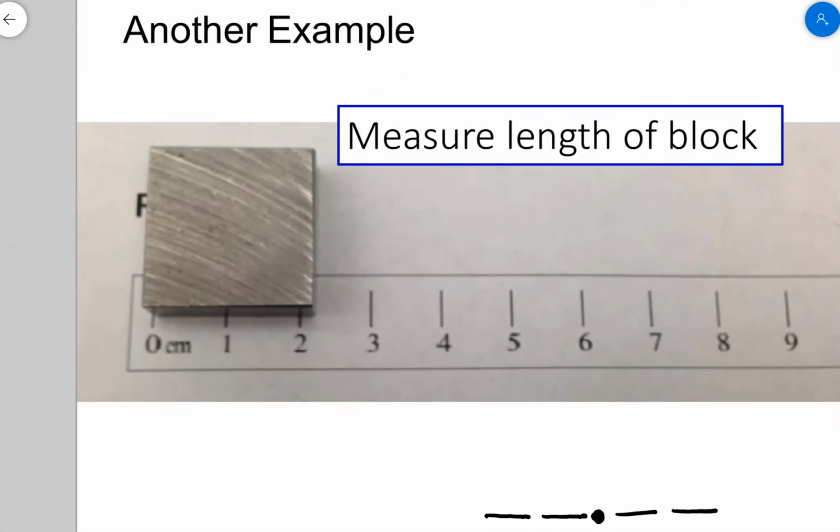And now let's use this. So I would say this is a more precise ruler than the previous one, because the more tick marks you have, the more precise your measurement can be. All right, so now this one might be a little bit easier.